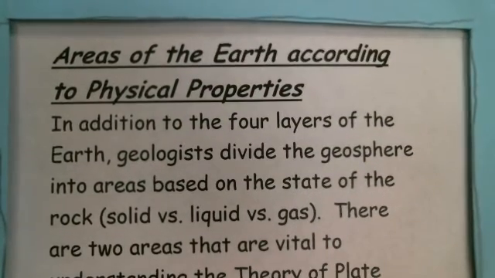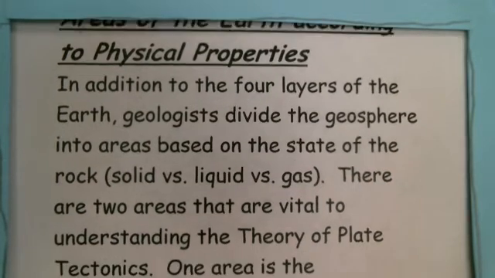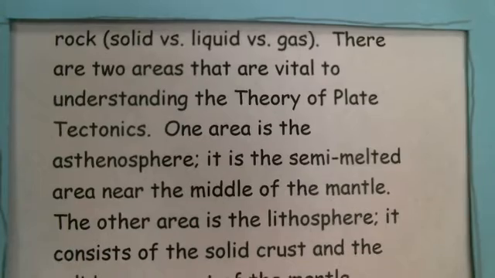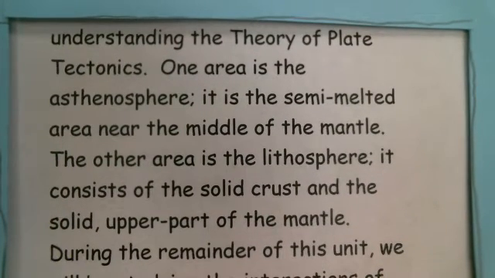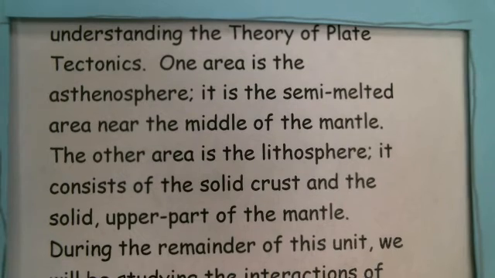Areas of the Earth according to physical properties. In addition to the 4 layers of Earth, geologists divide the geosphere into areas based on the state of the rock, whether it's solid or liquid. There's never gaseous rock. There are 2 areas that are vital to understanding the theory of plate tectonics. One area is the asthenosphere. It is a semi-melted area near the middle of the mantle.